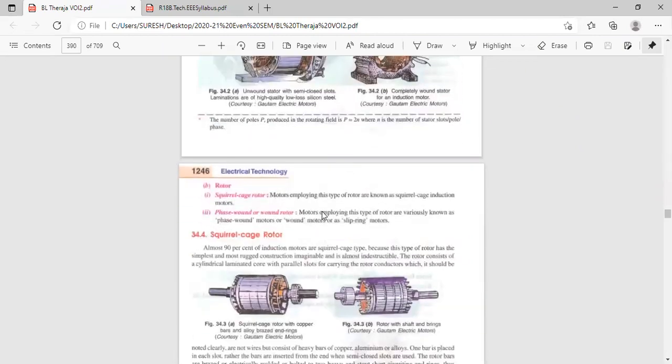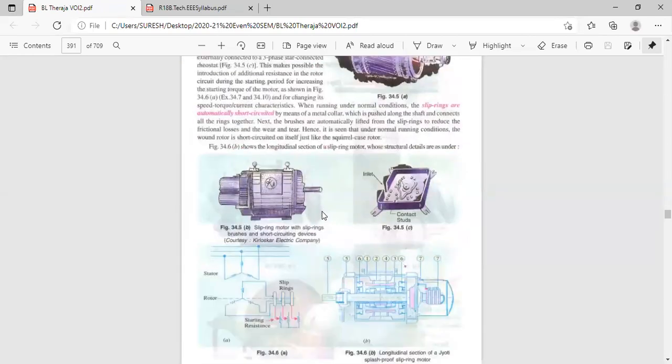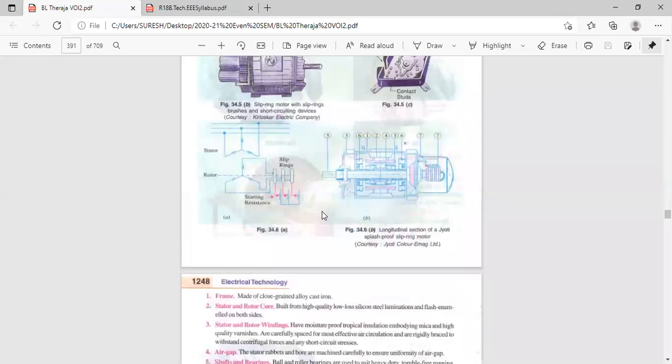Now here, what is the principle in the three-phase induction motor? What is the principle? Now the stator develops the flux which is rotating with constant speed, Ns is equal to 120 F by P. Now what about the rotor? What is the principle?